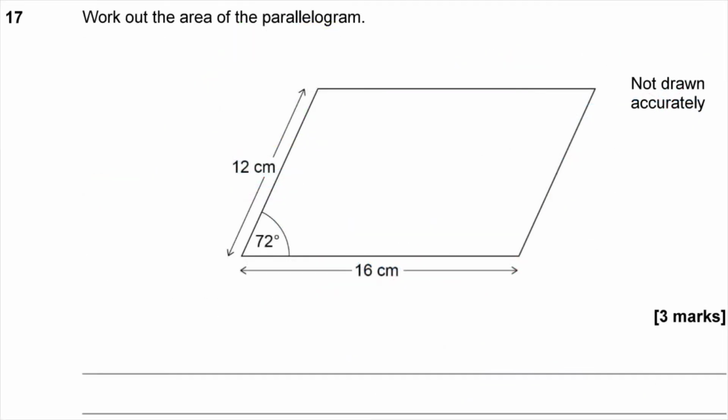Work out the area of the parallelogram. Now, I've got the base of the parallelogram, which is 16 centimeters, but weirdly, I've been given the slant height rather than the height of this parallelogram. The formula that I know for parallelograms is area equals base times the perpendicular height, which is not what I've got here, so that's not going to work. What can I do instead? Well, I've been given an angle here, so I think I'm going to have to use some trigonometry, aren't I? Now I'm going to use a bit of a trick here.